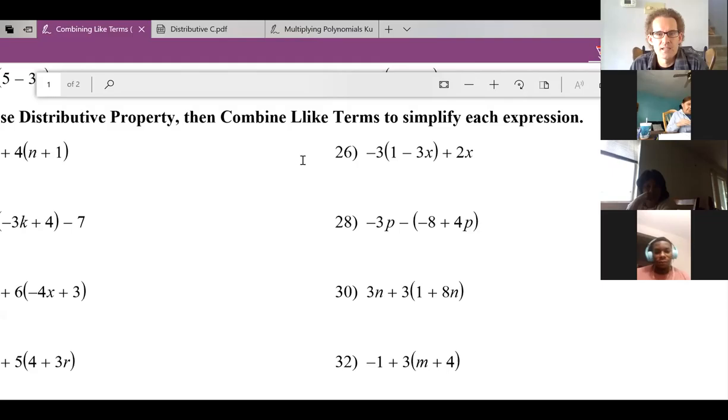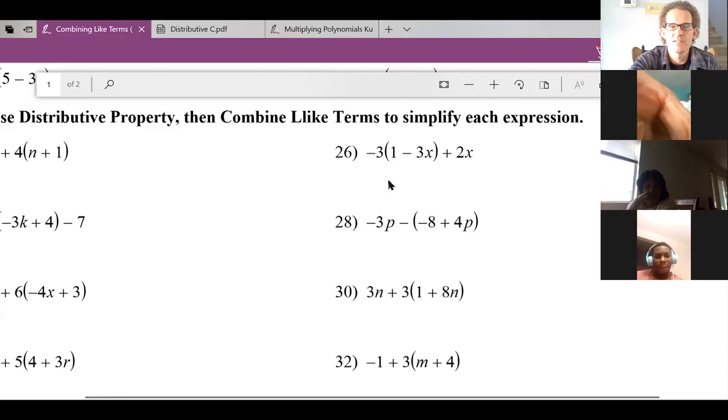Okay, so yesterday on Monday, we were talking a little bit about multiplying with the distributive formula. I want to take this into my next problem. Can you guys see number 26 there? Give me a thumbs up if you can see 26. Okay, good, good.